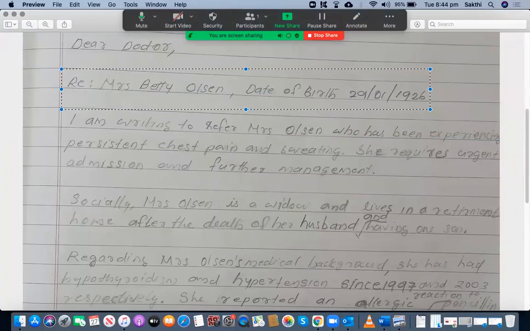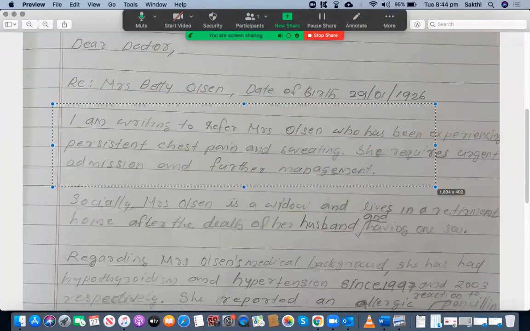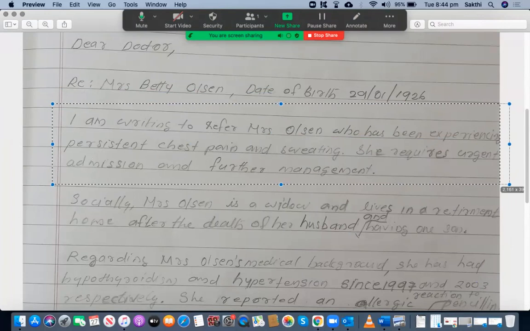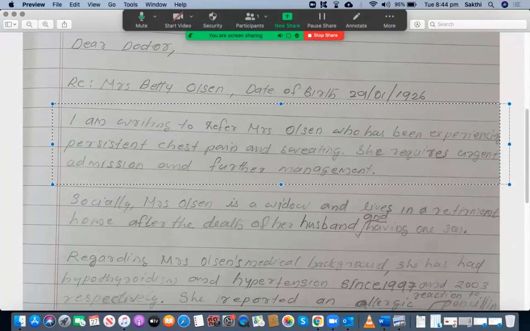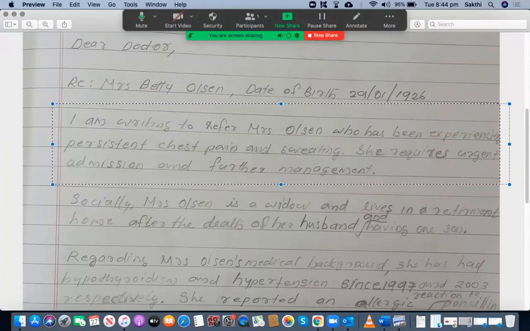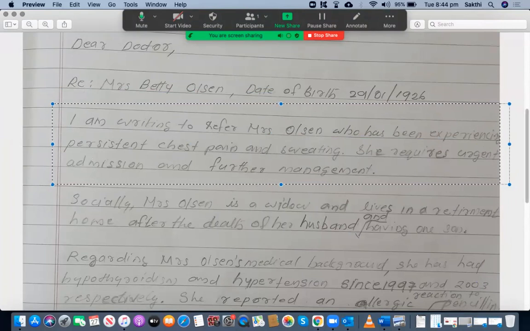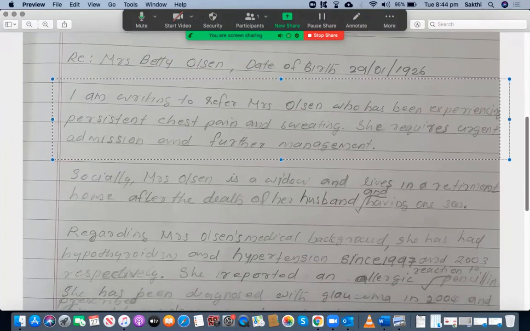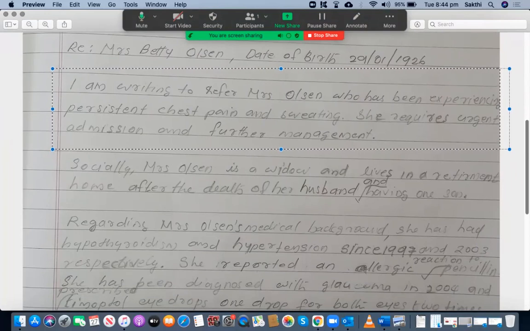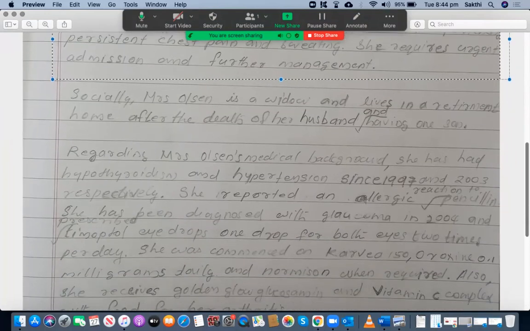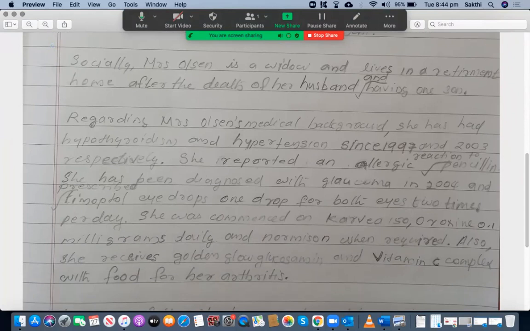All right, the next one is the introduction paragraph. I'm writing to refer Mrs. Olsen, who has been experiencing persistent chest pain and sweating. She requires urgent admission and further management. That's good. I'm very happy with the way she has written the introduction paragraph. She didn't commit even a single mistake in this one. I hope she should be able to get a B grade for the whole letter. Anyway, let's go through the next one.